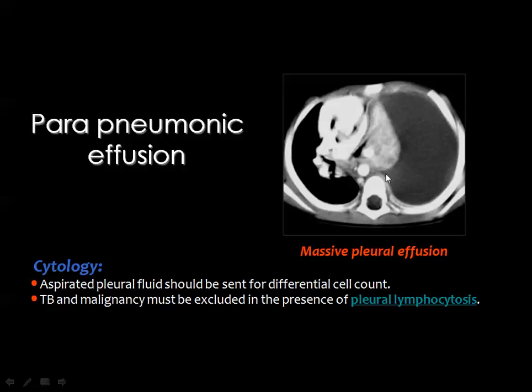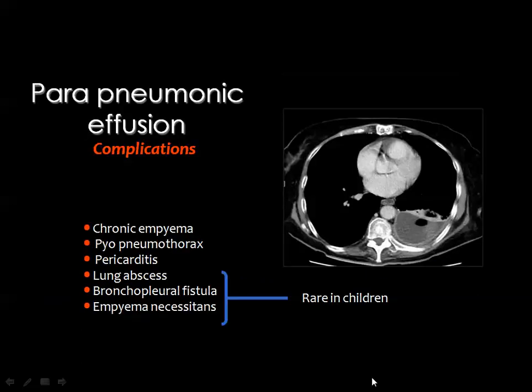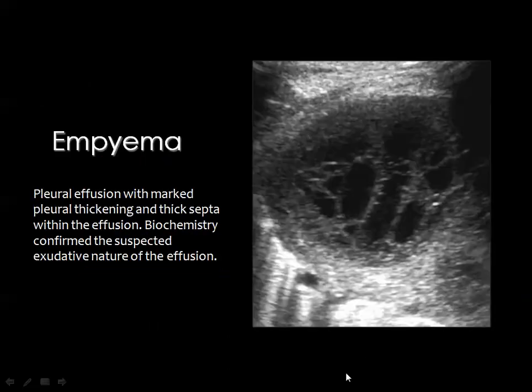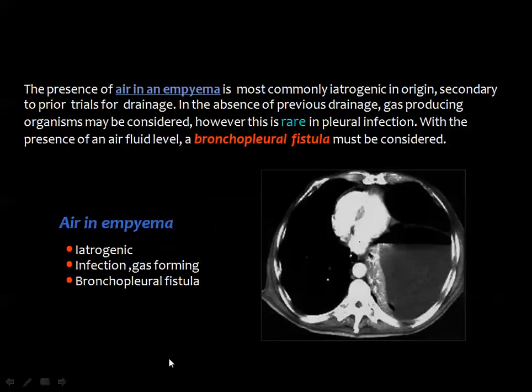This is a parapneumonic effusion which is compressing and collapsing the left lung with a shift of the mediastinum to the opposite side. And as I have mentioned, the development of lung abscess, bronchopleural fistula or empyema necessitans are rare complications in children. This is once more an ultrasound of an empyema, nicely demonstrating the encysted collection with multiple internal septations.